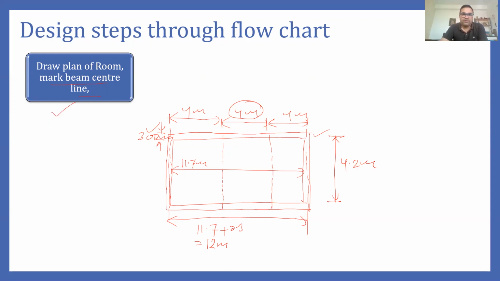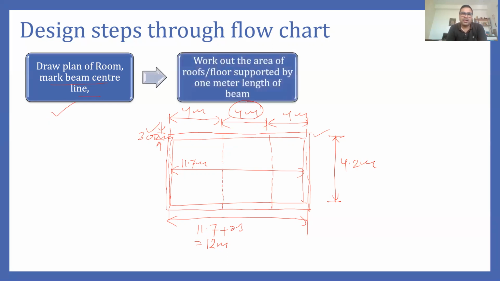Now we have to go to the next step, and the next step is to work out the area of roof. In this case, we have to work out the area of roof floor supported by 1 meter length of the beam. For example, we will assume that these two beams are identical because they are equally spaced, so they will be carrying the equal load also.